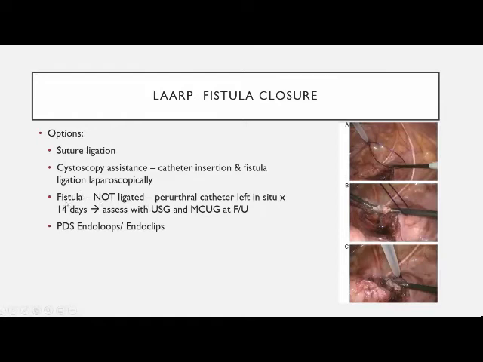Also, some authors described non-ligation of the fistula. They do not ligate, and a perurethral catheter may be left in situ for 14 days, and then the child is reassessed with an ultrasound and MCUG at follow-up. Other popular descriptions are the use of endoloops and endoclips, as shown here. This is a suture ligation to ligate the fistula.